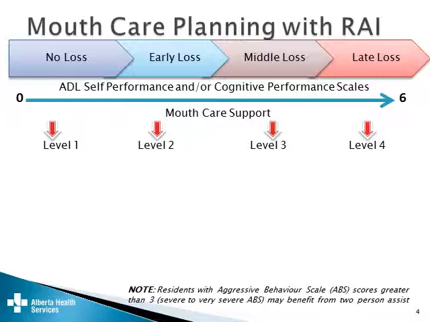Note at the bottom of the slide, residents with aggressive behavior scale scores greater than 3 may benefit from a two-person assist. There are a small number of residents who will exhibit aggressive behavior or extreme responsive behavior. It may require two staff to support their daily mouth care from both the point of efficiency and time. These residents who require two-person assist need to be addressed and coordinated with the staff rather than no mouth care being performed.